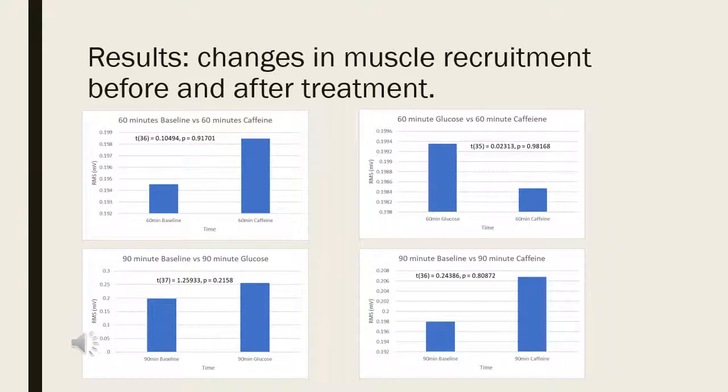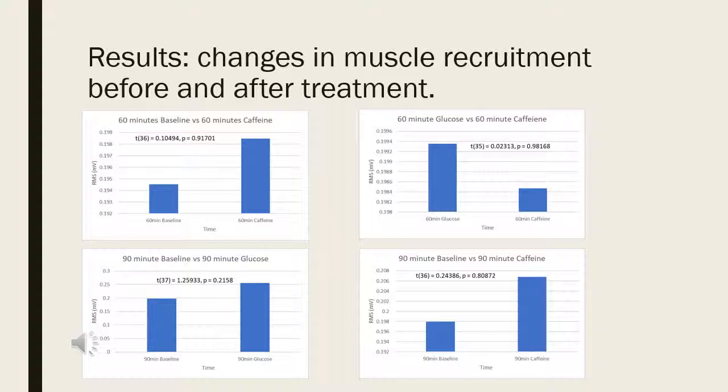And here are graphs of the other 4 comparisons. So you see 60-minute baseline versus the 60-minute caffeine, and you can see that the baseline is recruiting fewer motor units than the caffeine is. And when you go to the right, you see the 60-minute glucose versus the 60-minute caffeine. You can see that glucose as well is recruiting more muscle fibers than the caffeine would.